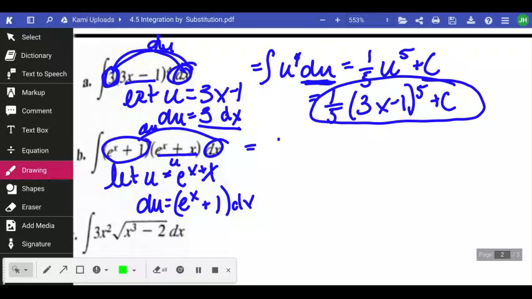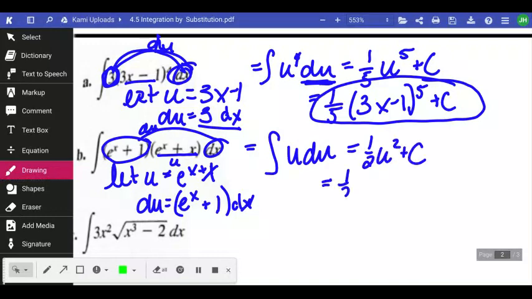Okay. So then what will this integral be? Anyone brave enough? u du. It is u du. Awesome. So the antiderivative of u is 1/2 u squared. 1/2 u squared plus c equals 1/2. Replace u with what u is equal to, which is e to the x plus 1, squared, plus c.